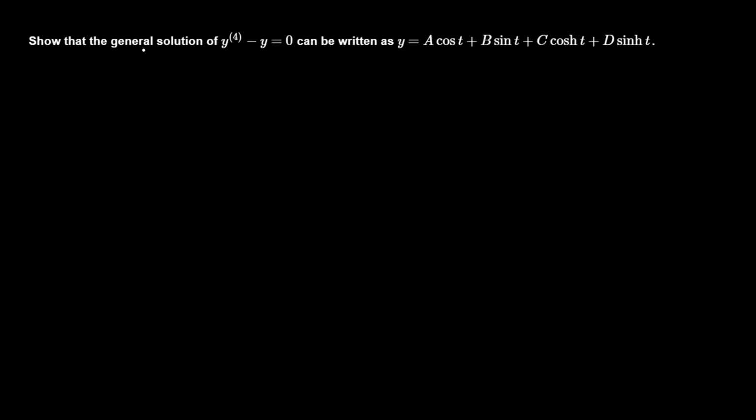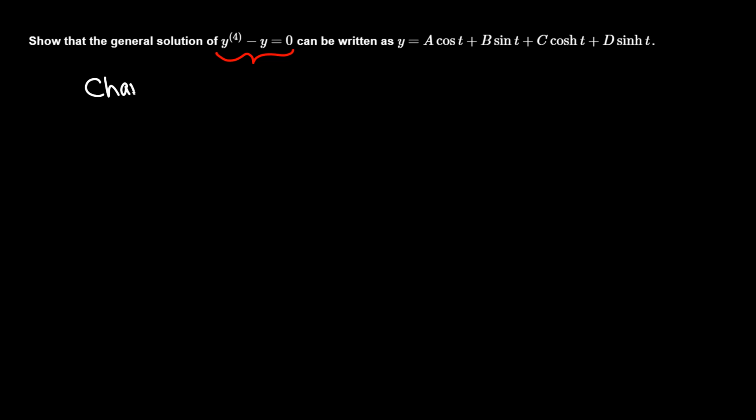Show that the general solution of this differential equation can be written as y equals a cosine t plus b sine t, plus c cosine hyperbolic t plus d sine hyperbolic t. So to solve this homogeneous differential equation, we find the corresponding characteristic equation.